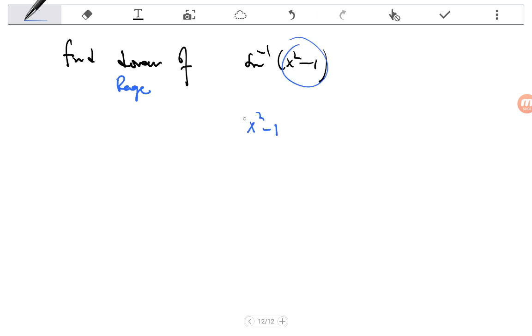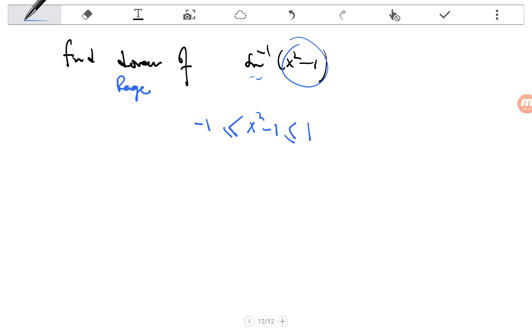Now if I have a problem, find the domain of sine inverse of x squared minus 1. How to find the domain of this function? I take what is inside the sine inverse and take it like this, x squared minus 1 from negative 1 to 1. I've learned that what is inside the sine inverse must be from negative 1 to 1.